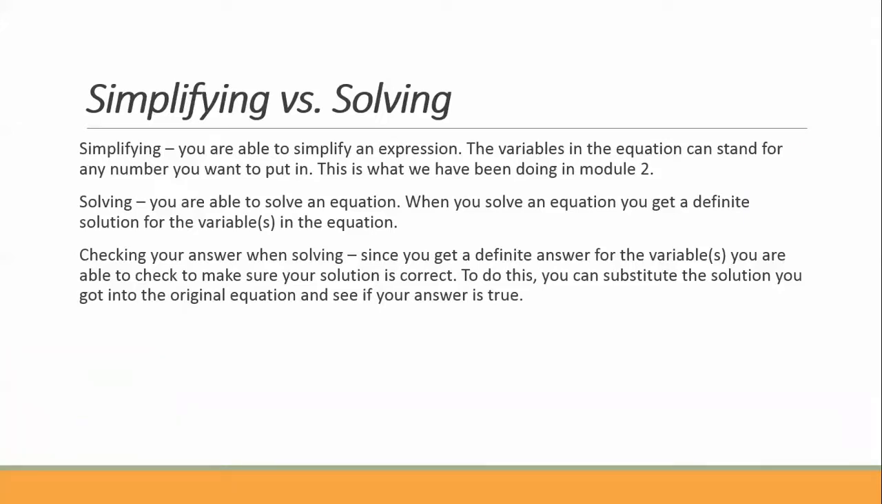Solving, on the other hand, we're solving an equation. When you solve, you get a definite solution for the variable or variables in the equation. So, for instance, you'll have x equal 2 when you're done solving. When you're done solving and you have x equal 2, that's the only number that variable can be.